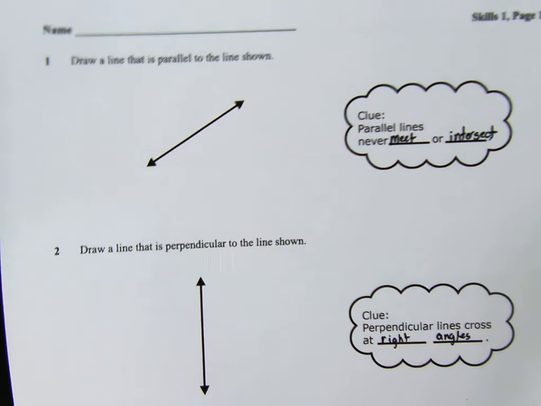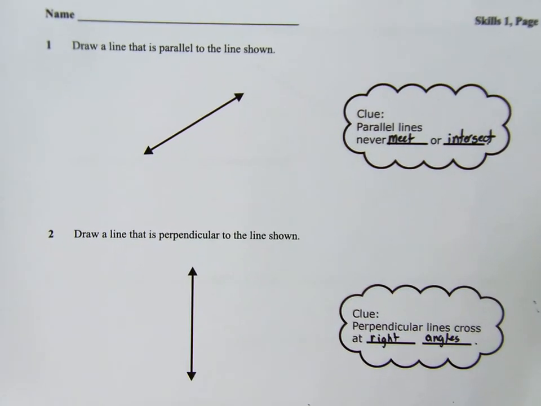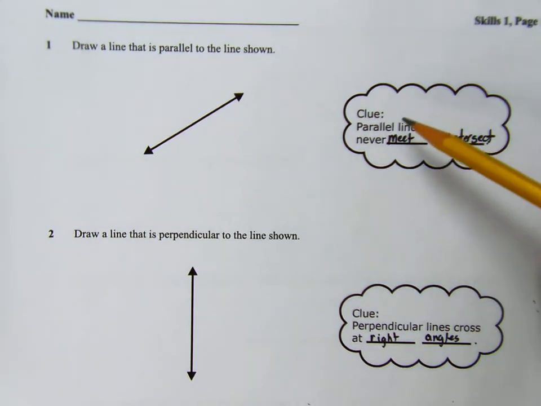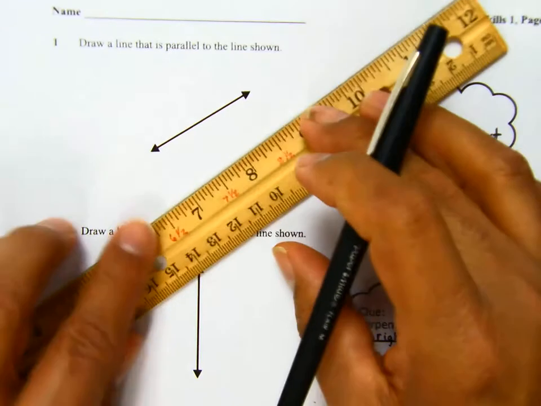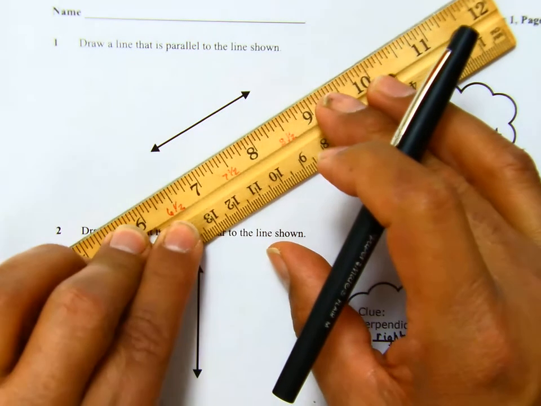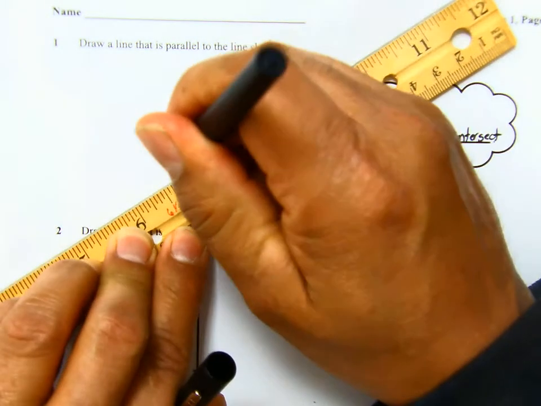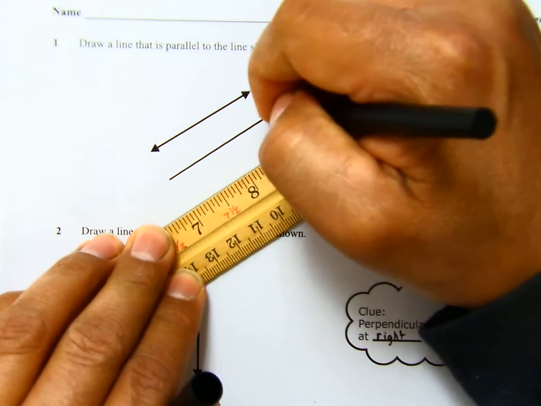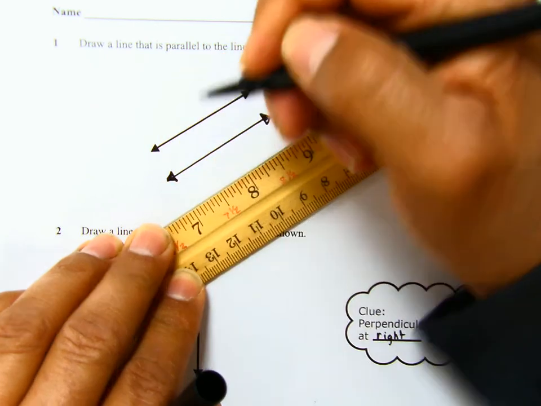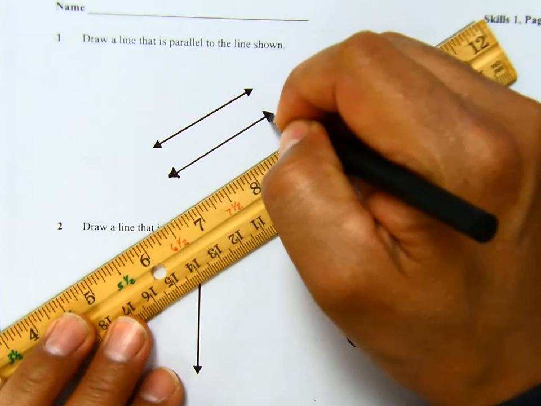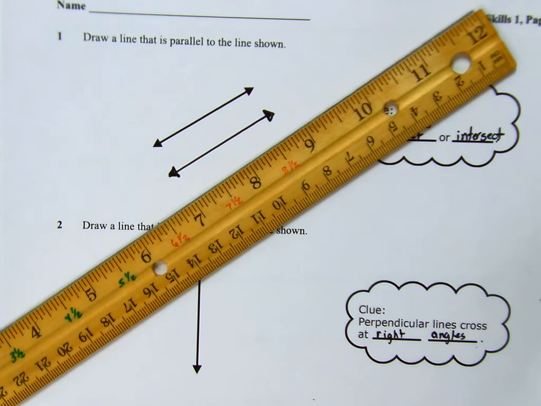All right, so let's go to Skills 1, page 1. It says draw a line that is parallel to the lines shown. There's a clue here. Clue: parallel lines never meet or intersect. So we have to make a parallel line. Remember, parallel lines are lines that never meet or intersect. And they have to be the same distance apart. So a parallel line will look like that. Lines that never meet and they're the same distance apart.